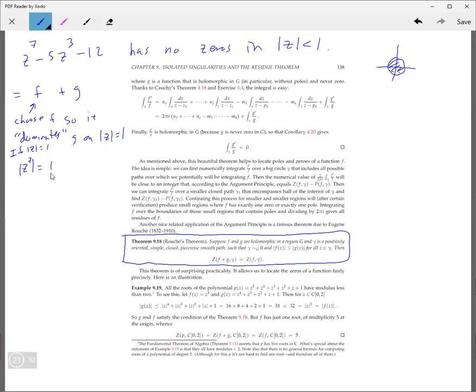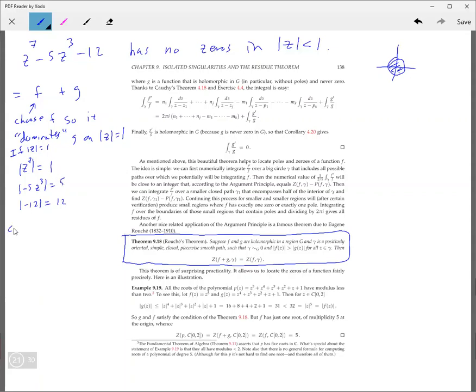One. Yeah, that's just going to be 1. What would the modulus of this be? Five. That's going to be 5. And the modulus of this one? 12. Okay, and then 12 is more than the sum of those two, right?